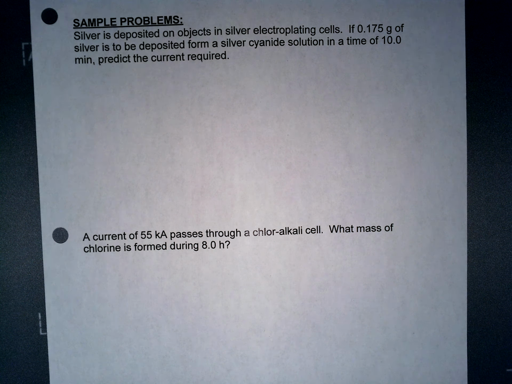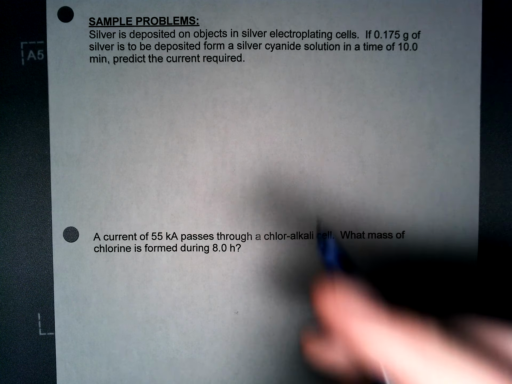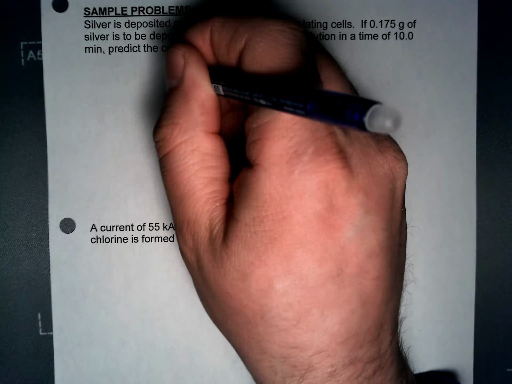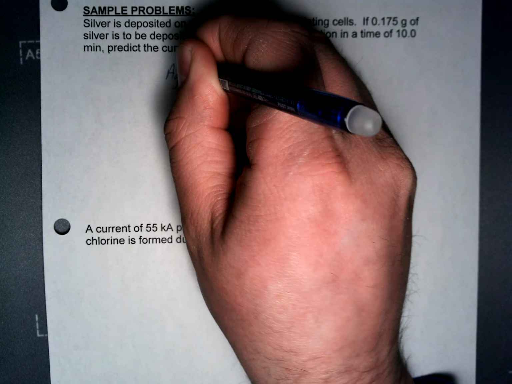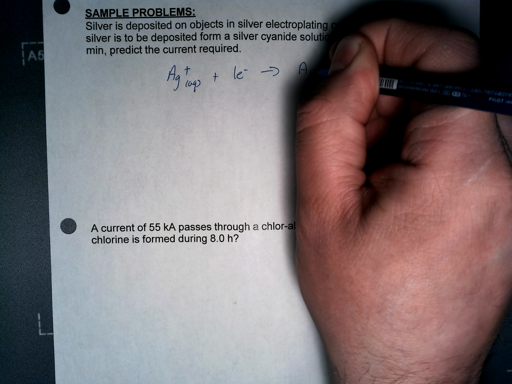Silver is deposited on objects in silver electroplating cells. So if 0.175 grams of silver is to be deposited from a silver cyanide solution in a time of 10 minutes, predict the current required. Again, we want to make silver solid. So we're going to get that from silver 1 plus, and 1 electron will produce silver solid.